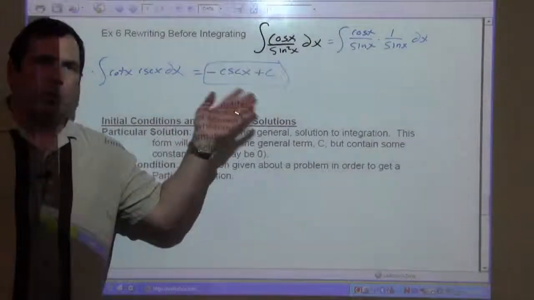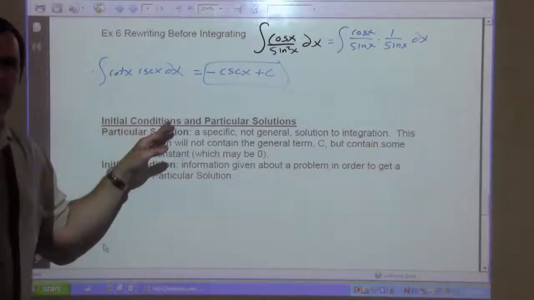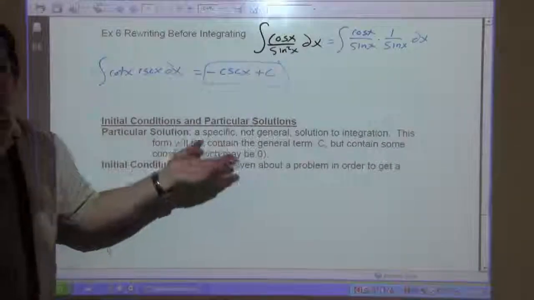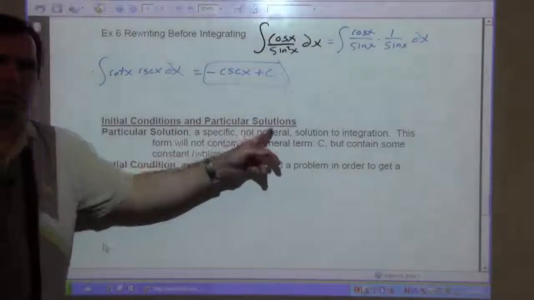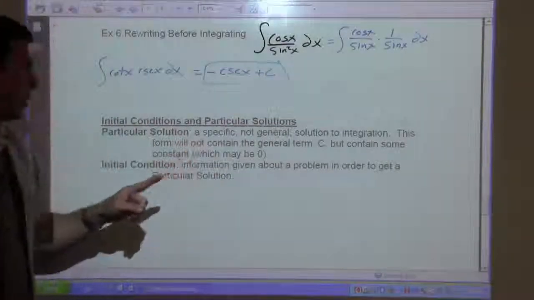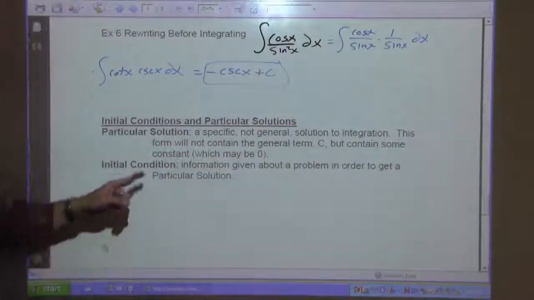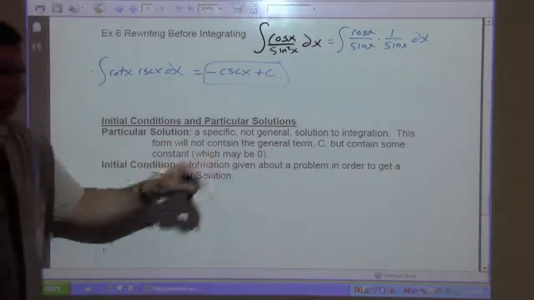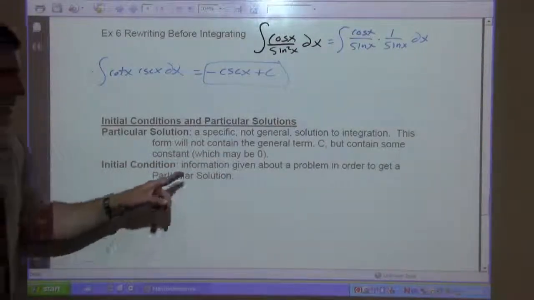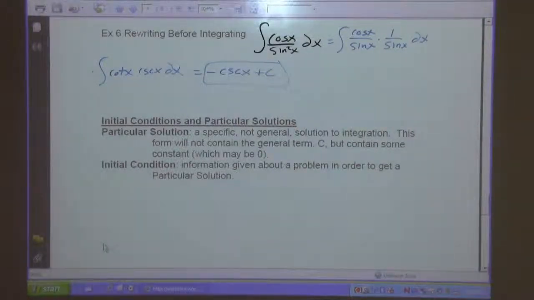Now, we've been solving general situations, and that's why we have a plus c. If we have an initial condition, we're told like, well, f of 3 is something else, or f of 0 is something, we can get what we call the particular solution, the solution for one specific situation. So a particular solution, a specific, not general solution to integration. This form will not contain the general term c, but contains some constant, which may be a 0. And the initial condition is information given about a problem in order to get a particular solution. So let's go on to our last page of this section.